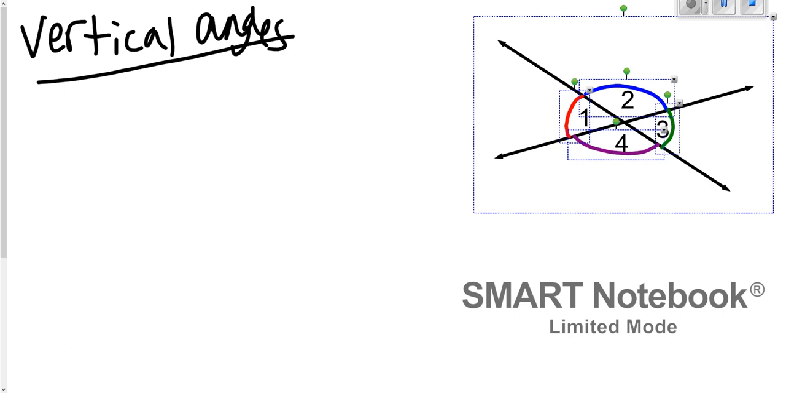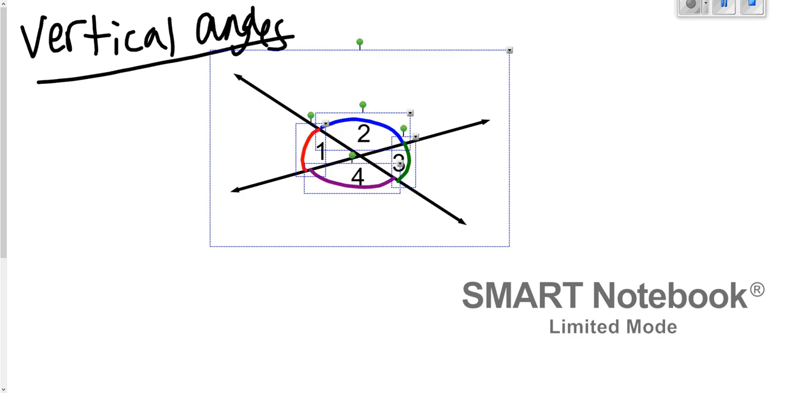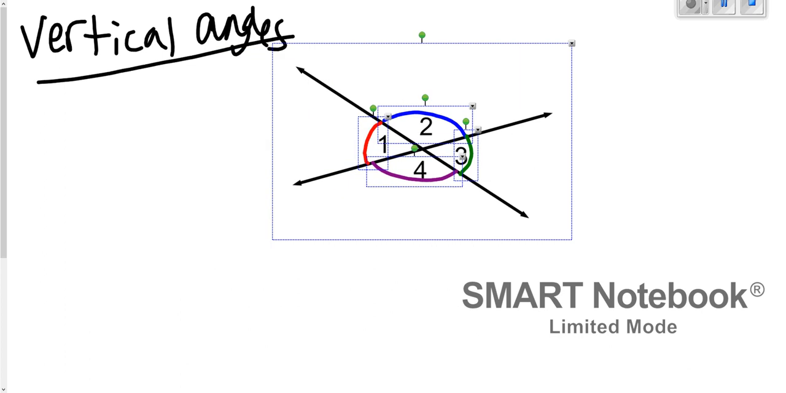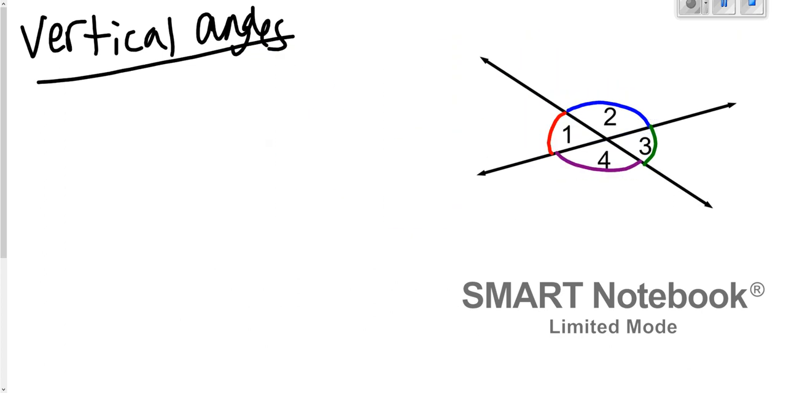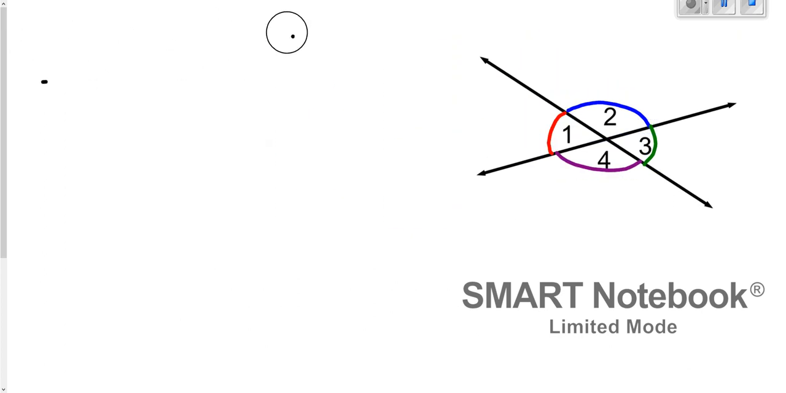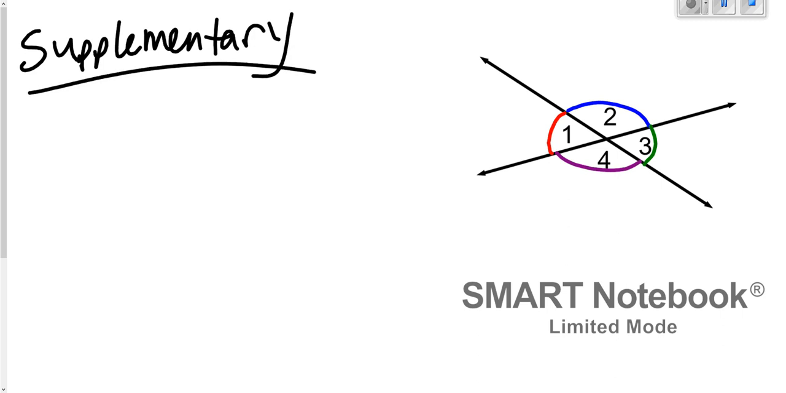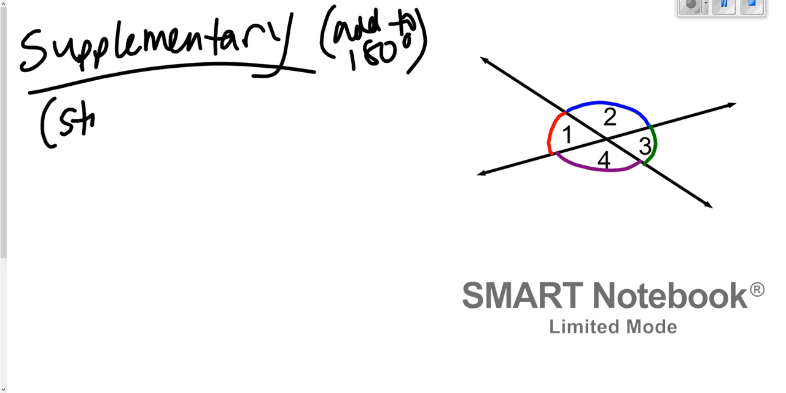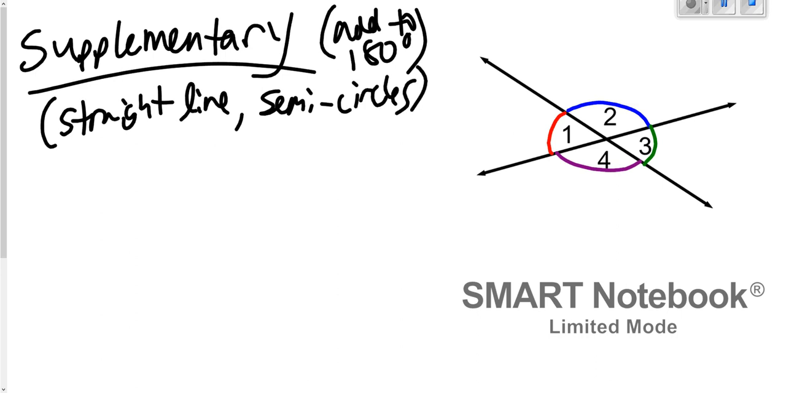If you remember before, we talked about angles that make up straight lines. Well, I see some straight lines here. So we can talk about those types of angles. And we gave them a name before, and we called them supplementary. So do we see any supplementary angles here? Remember, supplementary angles have to add up to 180 degrees. And other ways to look at them, you look for straight lines, or you look for semicircles. I definitely see some examples of that in this diagram.